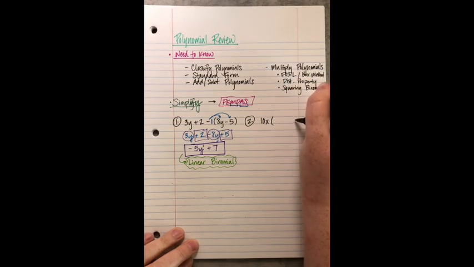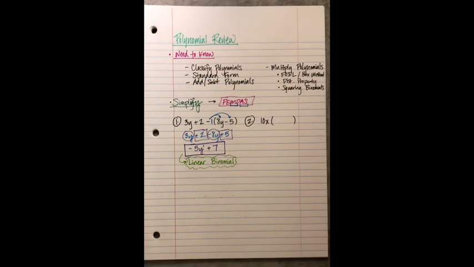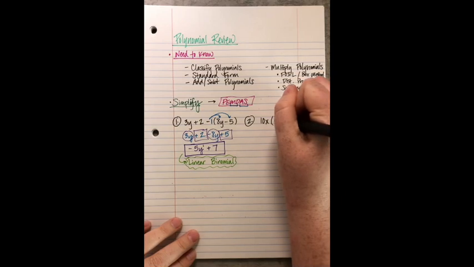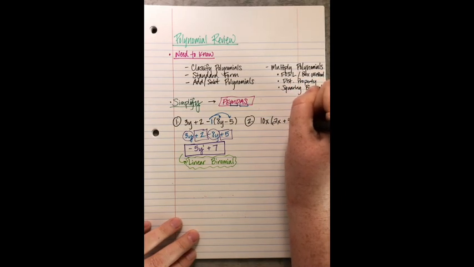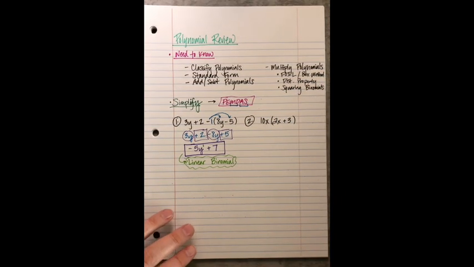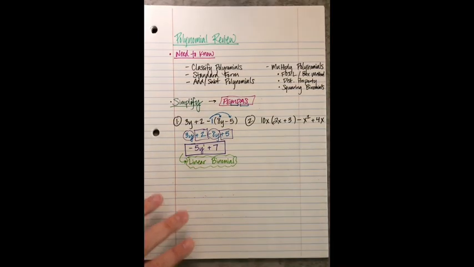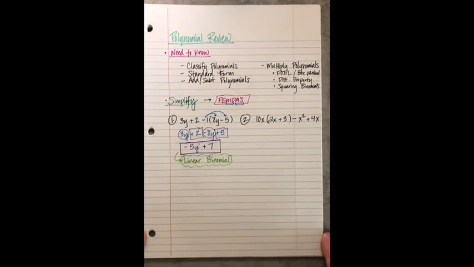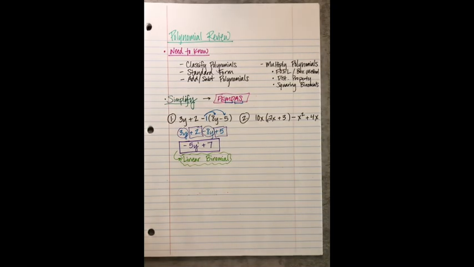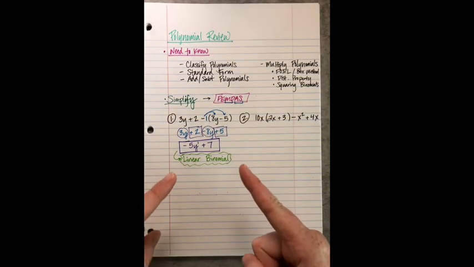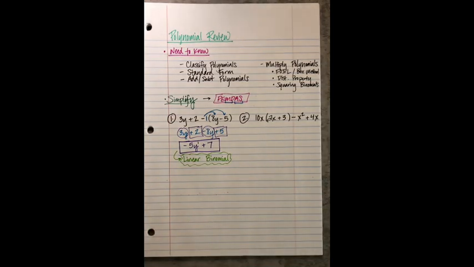10x is right next to a set of parentheses. Inside your parentheses, you have 2x plus 3. And then after that, you're going to subtract x squared and then add 4x. Okay, so let's make sure that's written down correctly. Pause the video here and play it again when you want to correct it.